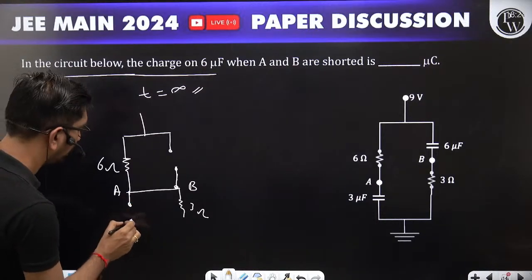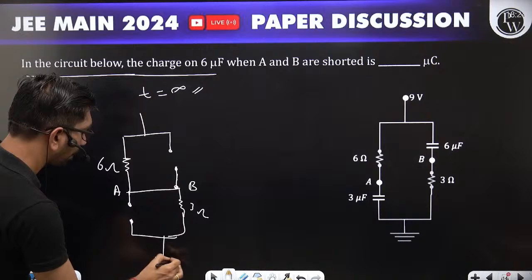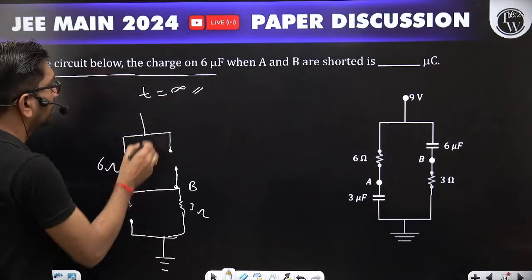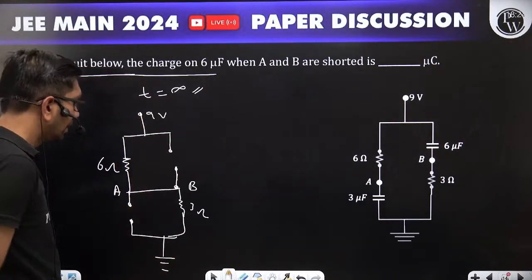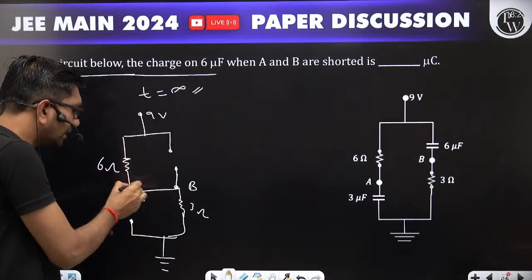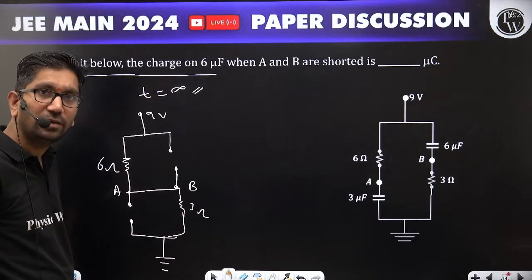Okay. Right. So finally it becomes like this, beta. Is it clear? Chalo. So here is a 9 volt. Now the current will be moving like this, like this, like this, and like this.